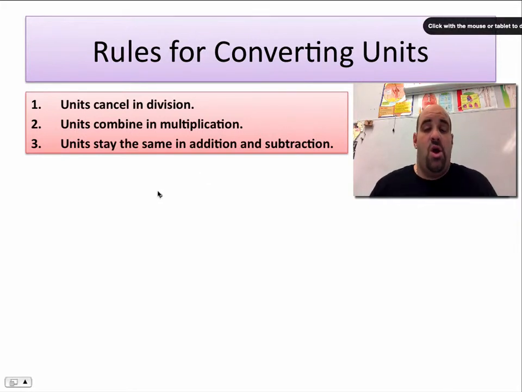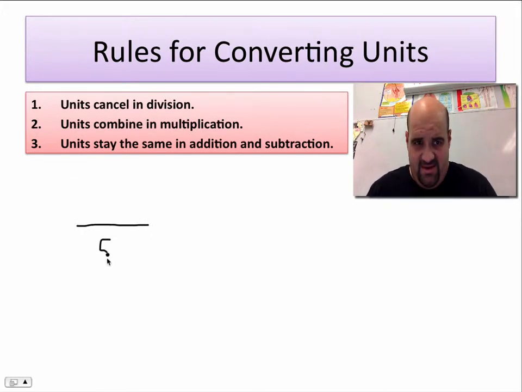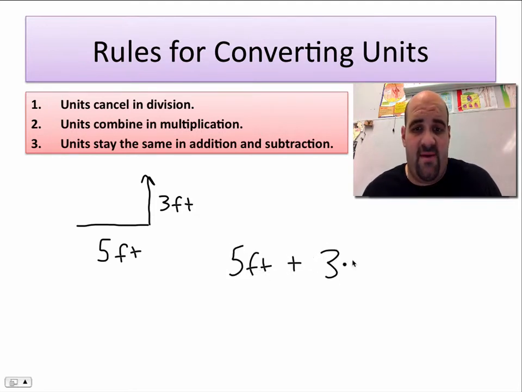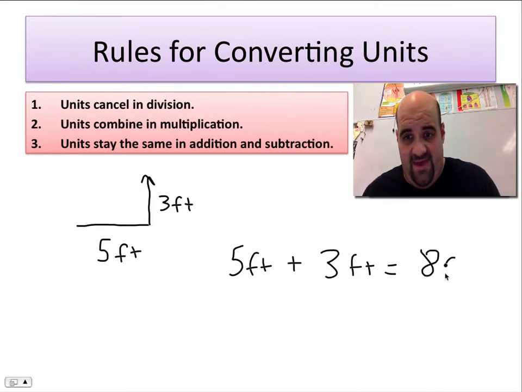And the rule says units stay the same in division or in addition and subtraction. Let's say John walks 5 feet east. Then John turns left and he walks 3 feet north. How many total feet did John walk? What did he walk? He walked 5 feet plus another 3 feet. 5 feet and 3 feet is going to equal 8 feet.